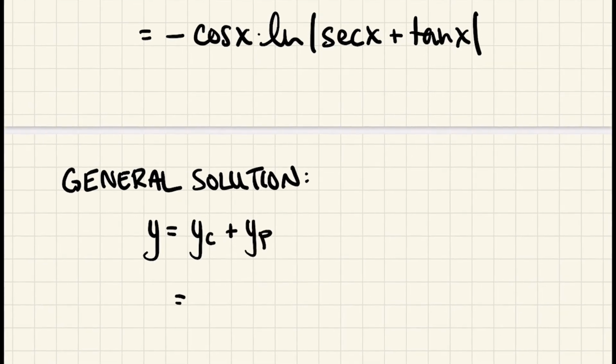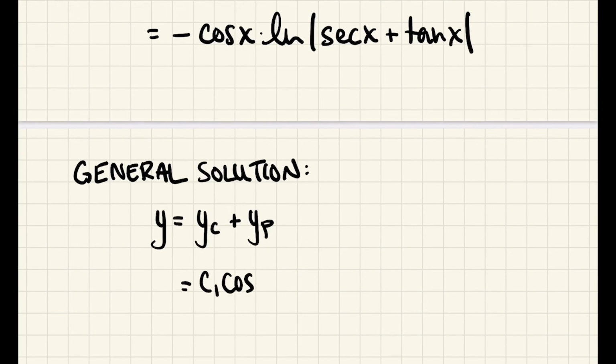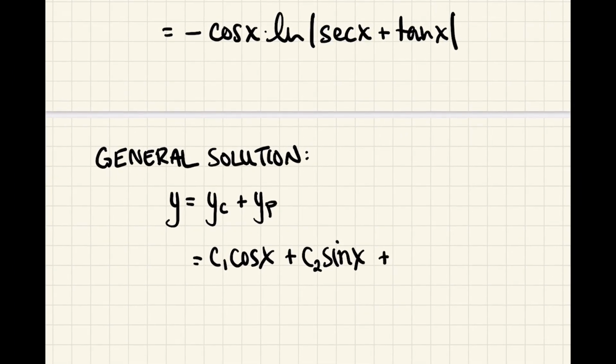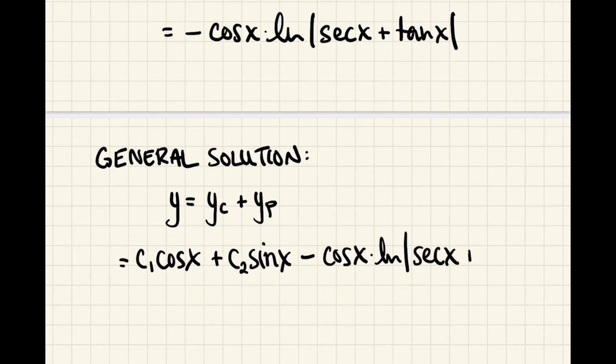So the complementary was c1 cosine of x plus c2 sine of x. And now we're going to add this thing. I guess we'll subtract it. Cosine of x times ln of secant plus tangent. And there we are. General solution.